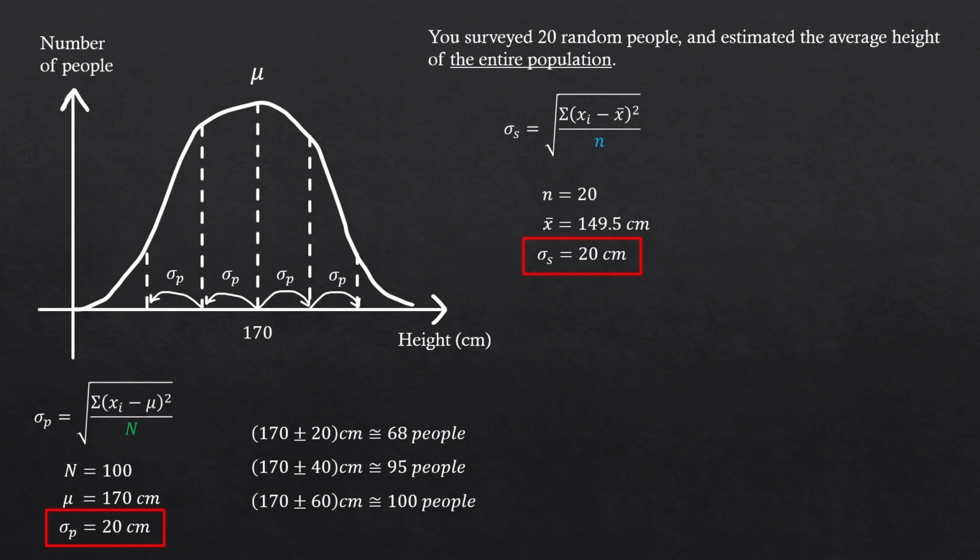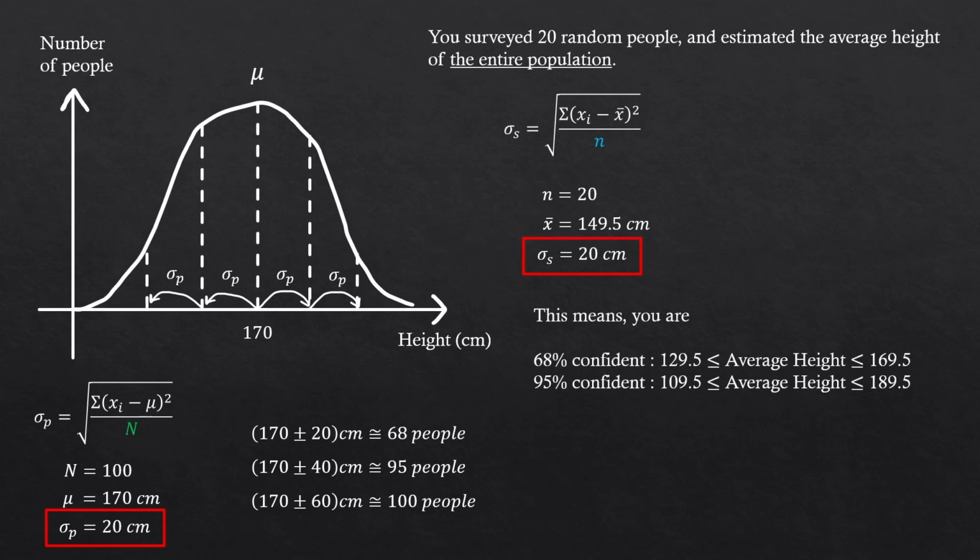So what does this mean? First of all, this means you're 68% confident to say that the average height of the entire population should be somewhere in between 129.5 and 169.5 centimeters, which is the plus minus 20 centimeters from the average height that you got. And you're 95% confident to say that the average height of the entire population should be somewhere in between 109.5 centimeter and 189.5 centimeters, which is the plus minus 40 centimeters.